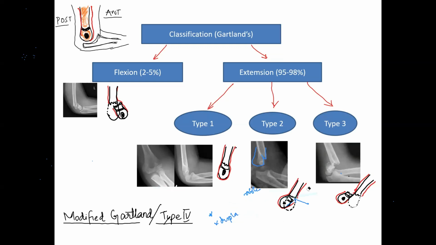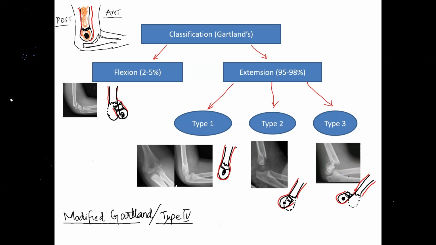Then what is Gartland type 3? Gartland type 3 has a complete fracture line with complete displacement, and the periosteum is also damaged. So Gartland type 3. Type 1, there is no displacement. Type 2, partial displacement with intact posterior periosteum. Type 3 is the complete damage to the periosteum and posterior displacement.